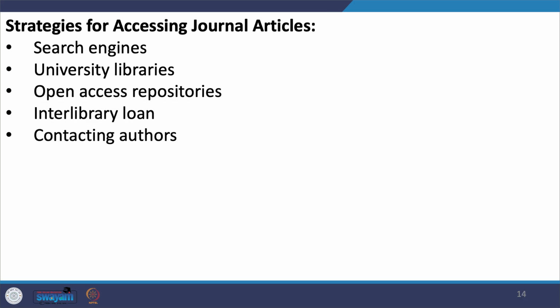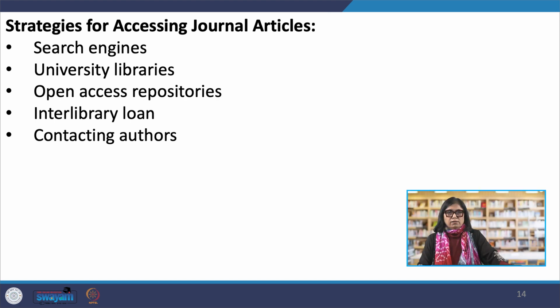Now, strategies for accessing journal articles. Search engines: utilize search engines like Google Scholar or PubMed to locate relevant articles.